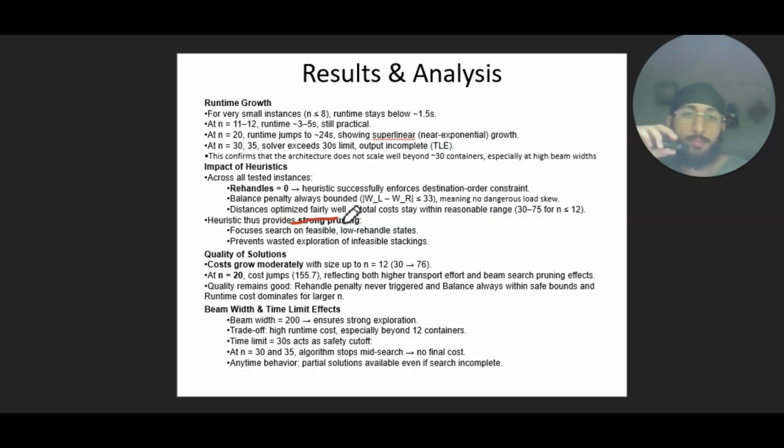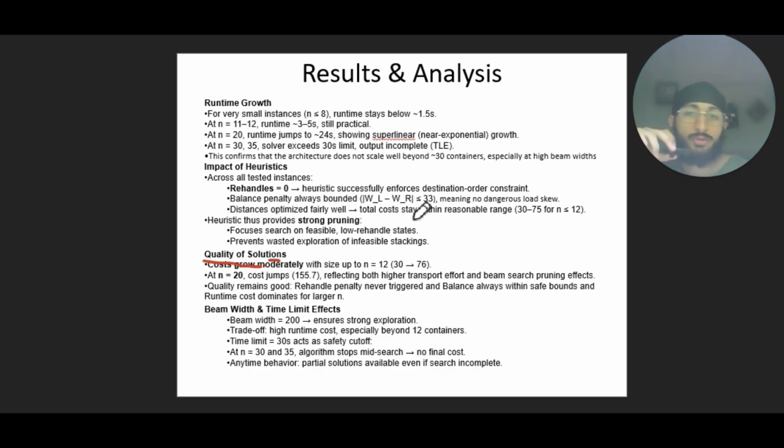The heuristic thus provides strong pruning, which focuses the search on feasible and low-rehandle states, and also prevents the wasted exploration of infeasible stacking. So the heuristic here is not just guiding the search, but also actively pruning the infeasible or dangerous states, making our solutions faster as well as safer.